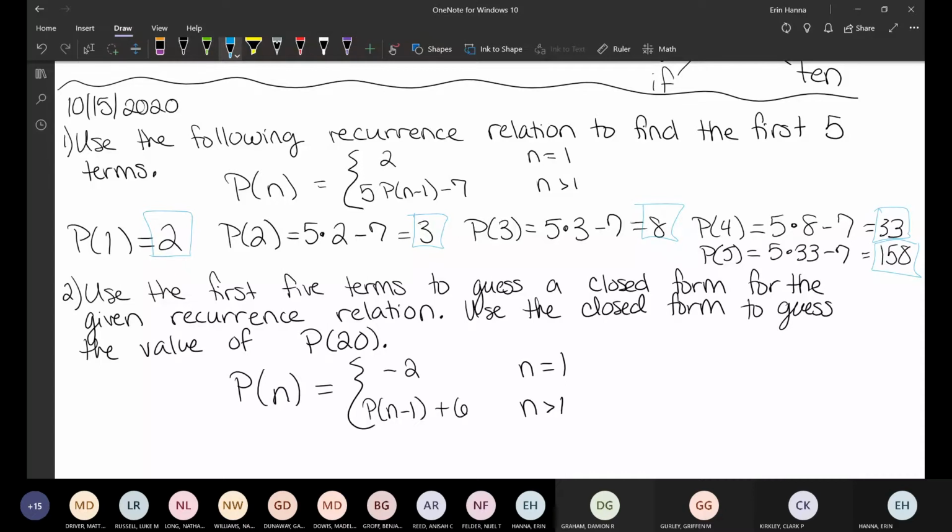Questions, concerns on that one? All right, but I see some people scribbling, so hold on for like 5 seconds.